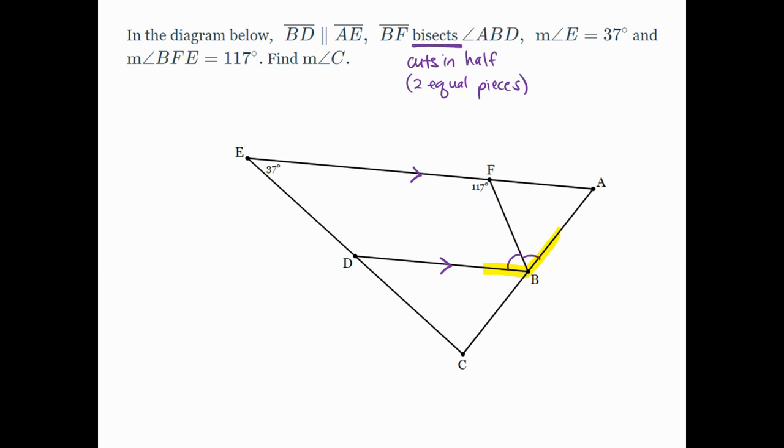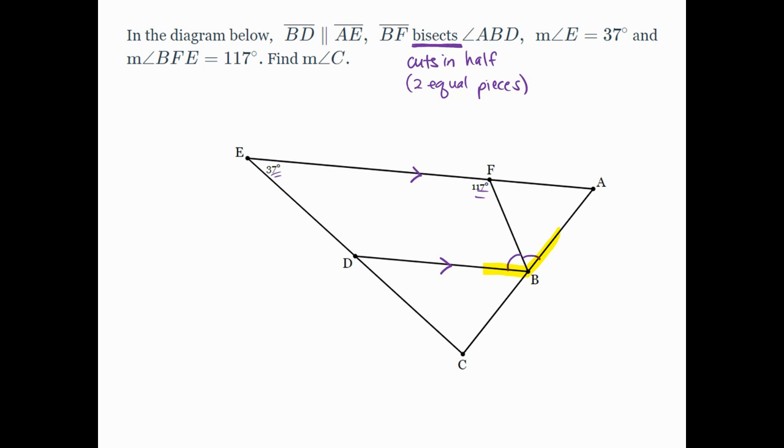All right, then we have the measure of angle E is 37. It's over in the corner. And then we have the measure of angle BFE is 117. So they give us those angles right here. All righty, and then we are asked to find the measure of angle C.